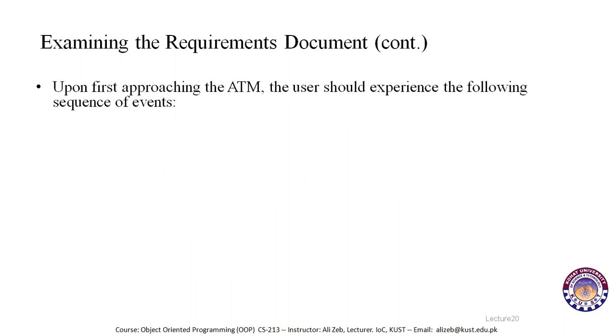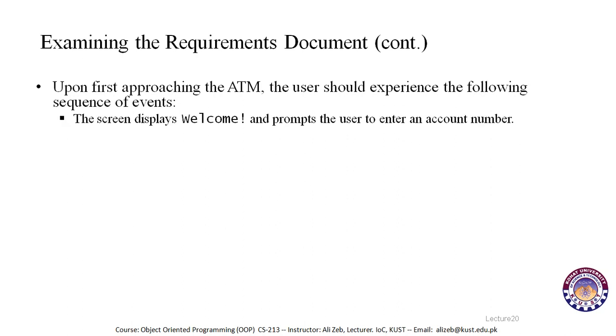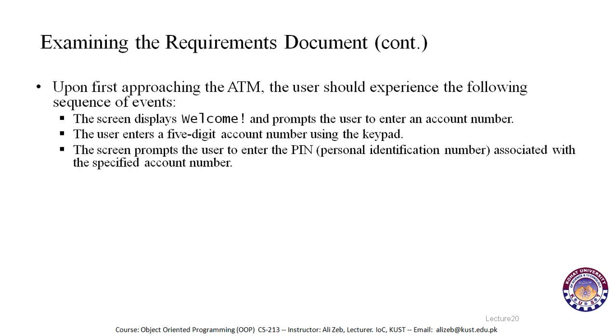Upon first approaching the ATM, the user should experience the following sequence of events. There should be a welcome screen that displays welcome and prompts the user to enter an account number. The user enters a 5-digit account number using the keyboard. The screen prompts the user to enter the PIN, personal identification number, associated with the specified account number. Now you can see that these are the details that would be provided to you in the requirements document.